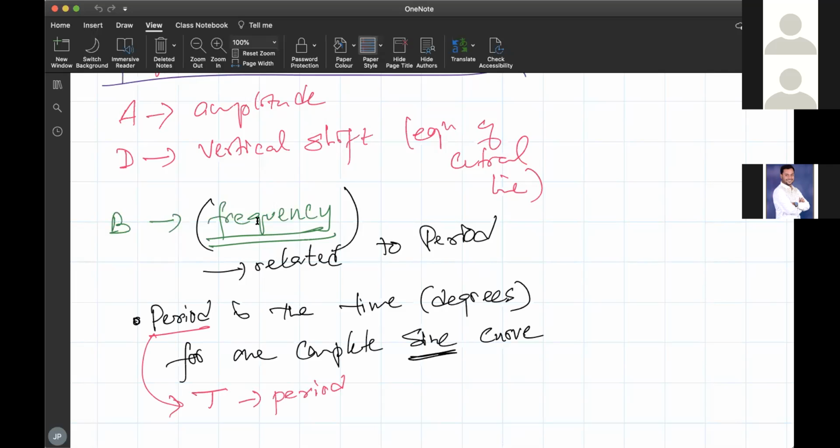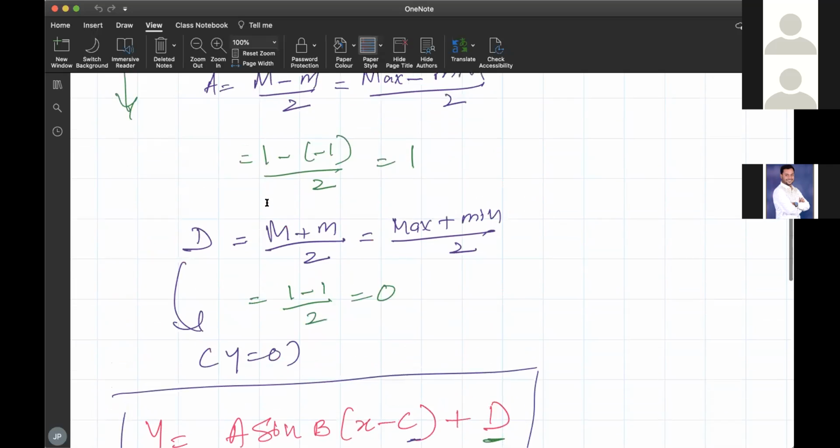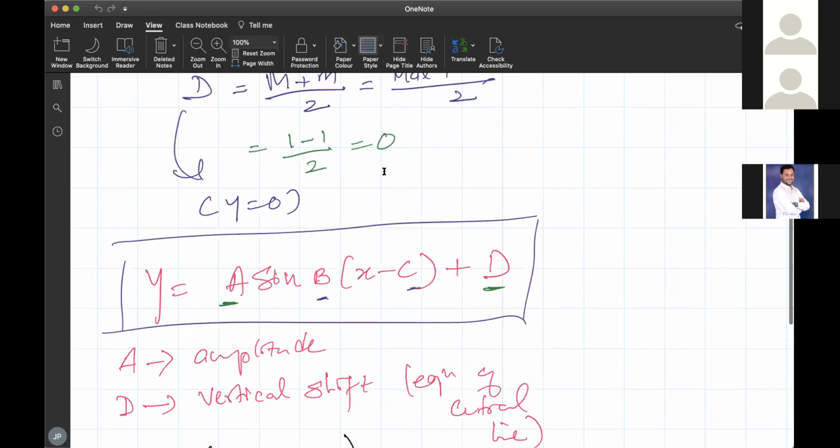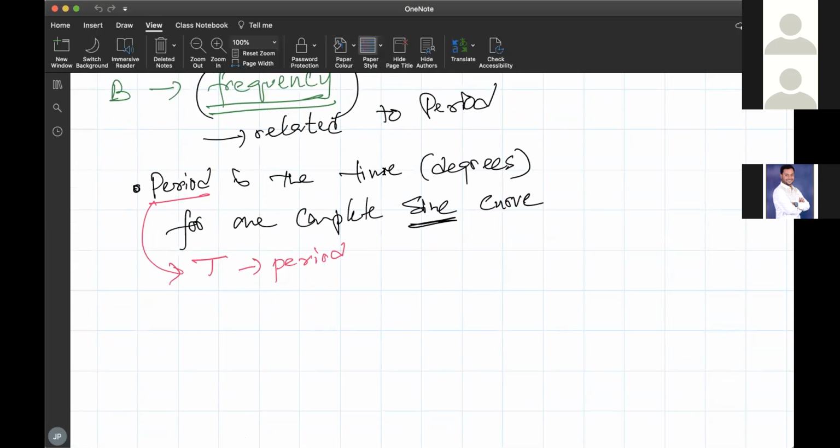If you look at our original parent function, what I drew is one complete wave. This part is called the crest, and this part is called the trough. So one complete means one crest and one trough. One crest and one trough is one complete sine wave. The time taken is 360 degrees, as I spoke about earlier. So the period of the original parent sine function is 360 degrees.